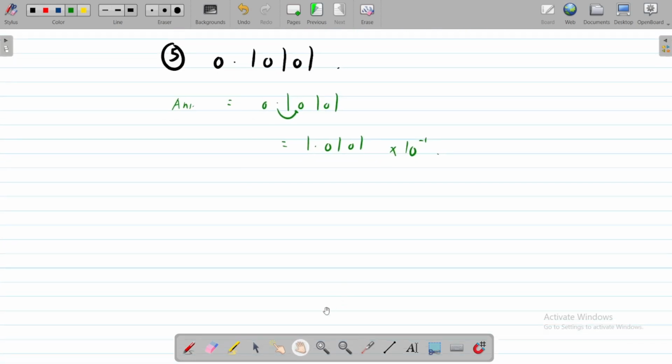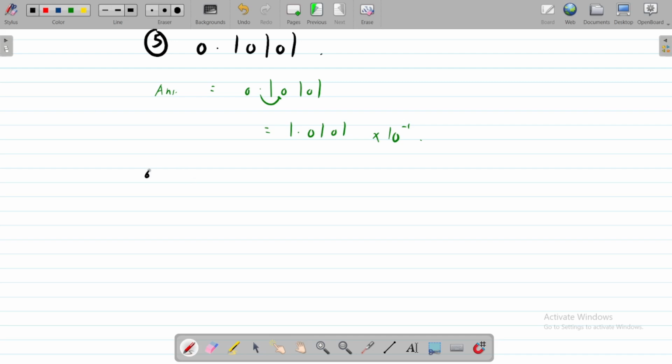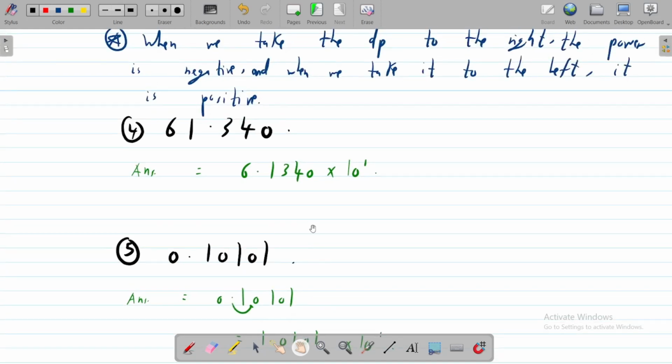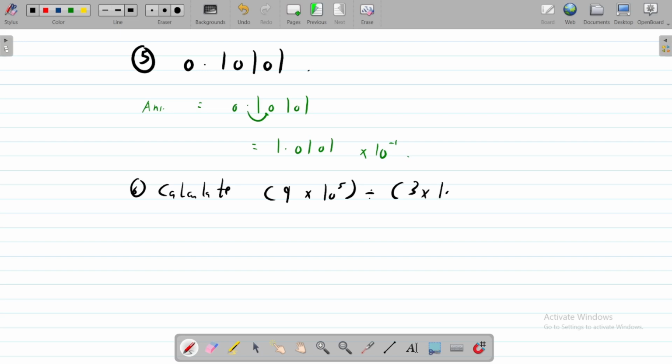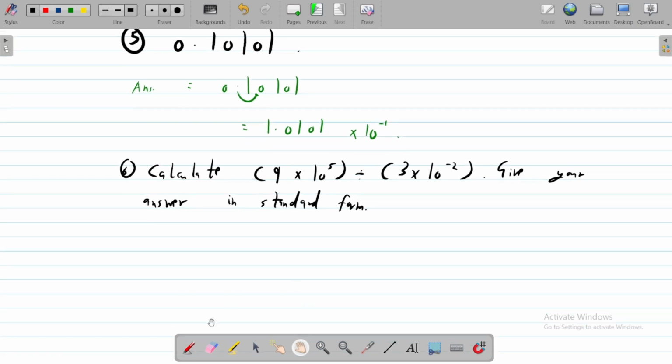Now let's go to the last 2 questions for this. So now you can also get questions like this. They say, okay, just write it down as a standard form. That's a basic paper 1 starting question. But they also give you questions like this. For example, calculate 9 times 10 to the power of 5 divided by 3 times 10 to the power of negative 2. Give your answer in standard form.